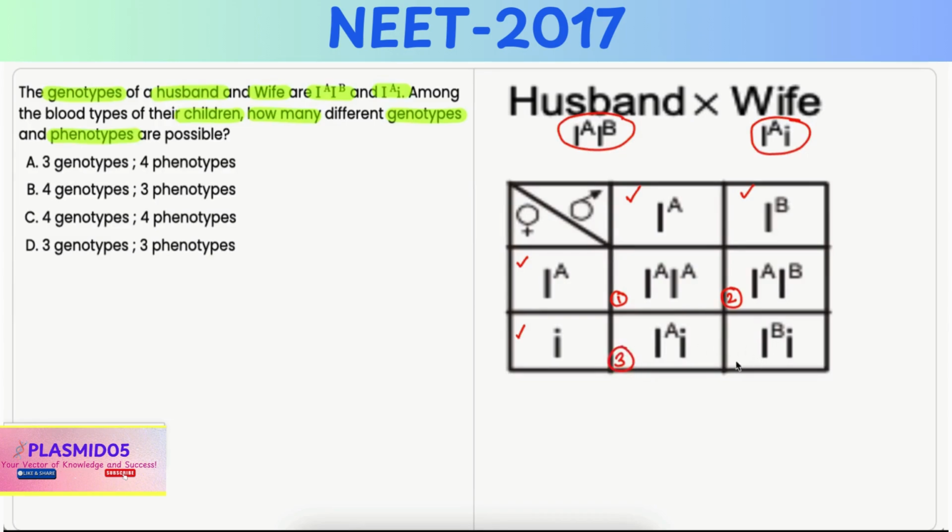So, the phenotypes of the children, that is, children would be having blood group A for IAIA and IAi, blood group B, IBi, and blood group AB, IAIB. So total number of genotypes is equal to 4 and total number of phenotypes, that is group A, group B and group AB, equal to 3. Hence, the correct answer is option B.